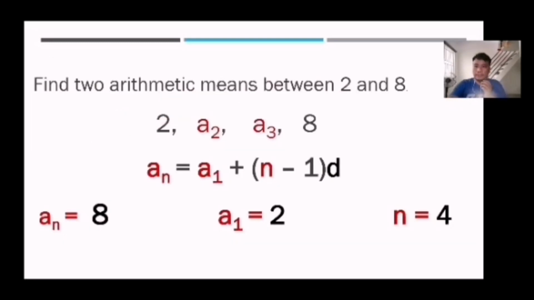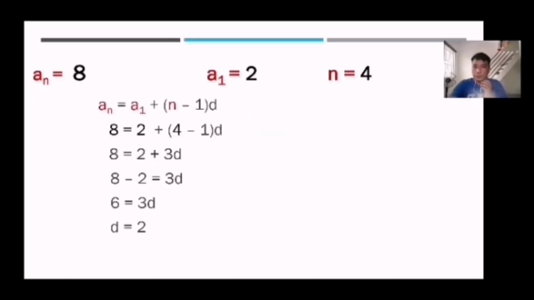Okay. So let's try to solve. Substitute the values or the unknown values. So a sub n becomes 8, a sub 1 becomes 2, and n becomes 4. First thing to solve here will be 4 minus 1, that is 3. Bring down d, bring down 2, and bring down also 8. Next thing to do with this equation is to combine similar terms. Since 2 and 8 are both constant, we can combine them at one side of the equation.